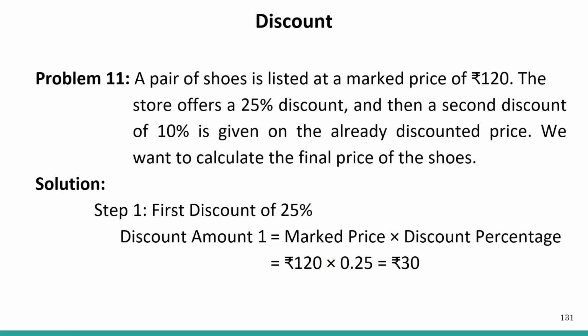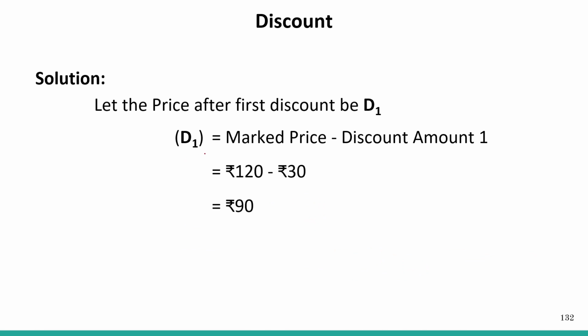So let's see the step-by-step solution. So the first discount is what? 25%. Discount amount 1 is equal to mark price into discount percentage. That is nothing but 30 rupees, because 120 into 0.25 will be 30. So D1 is 30. The discounted price after the first discount, mark price minus discount 1, is equal to 90 rupees, because 120 minus 30 is equal to 90.